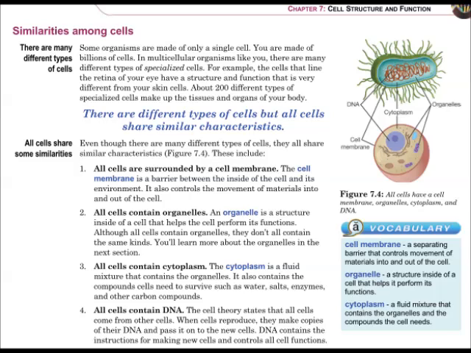4. All cells contain DNA. The cell theory states that all cells come from other cells. When cells reproduce, they make copies of their DNA and pass it on to new cells. DNA contains the instructions for making new cells and controls all cell functions.